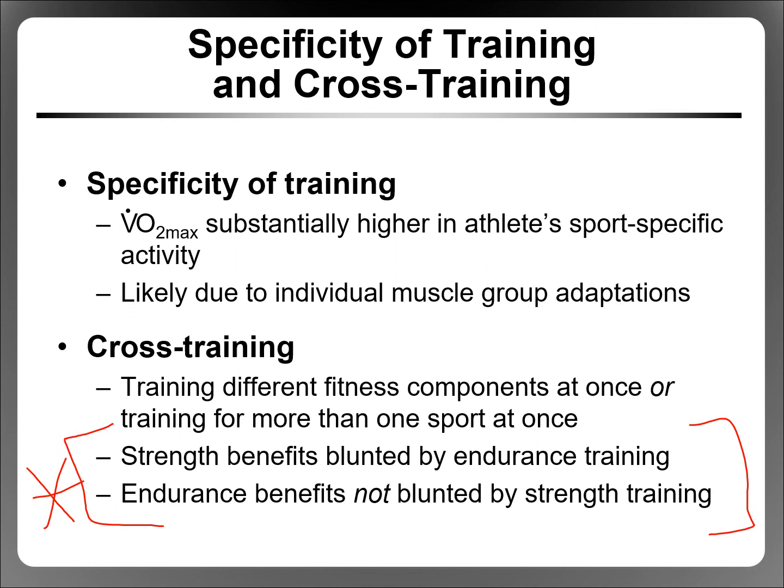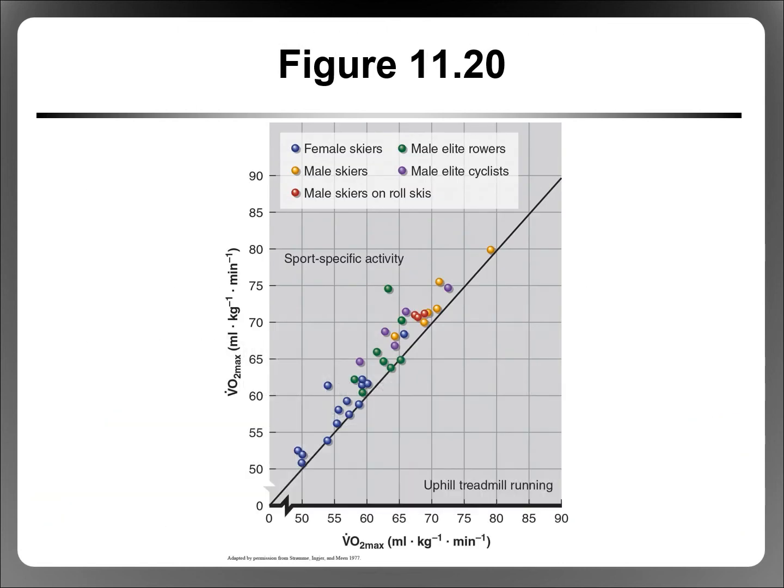All right. So cross-training can be something as simple as switching up your modality. So asking a runner to go swimming or a swimmer to go running, just to work on something a little different. Or this could be a combination of endurance training and strength training. All right. So looking here, you're looking at the differences between a VO2 max acquired from the sport-specific activity and the VO2 max acquired from an uphill treadmill run.